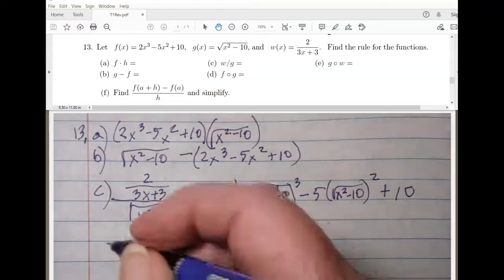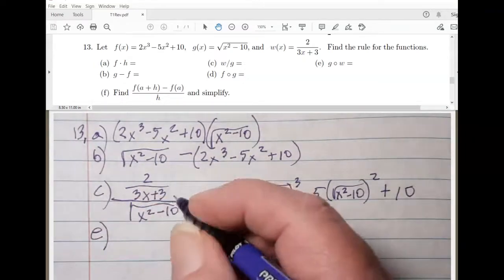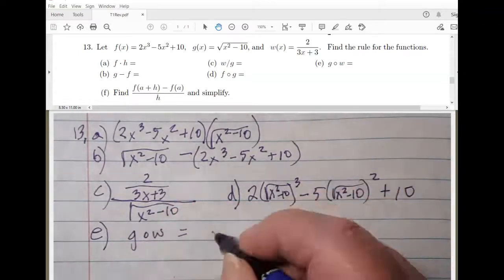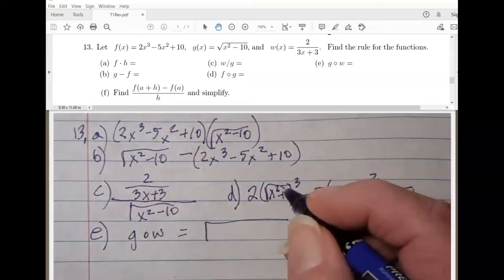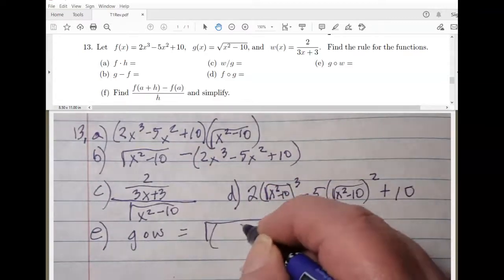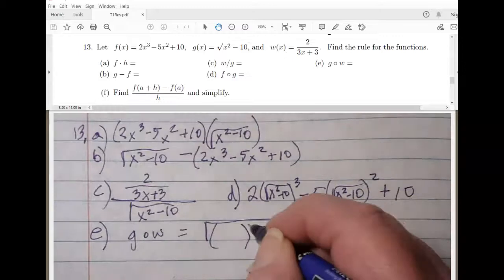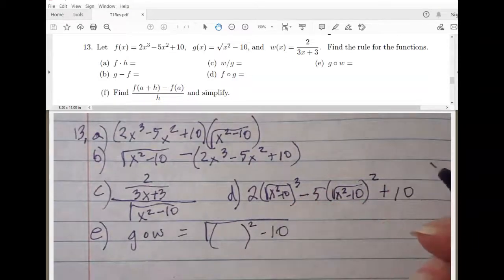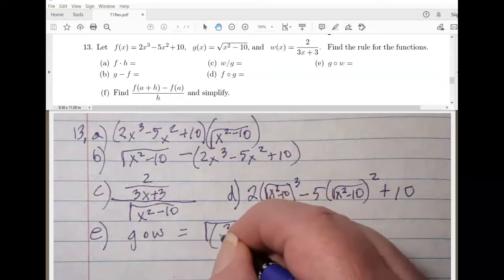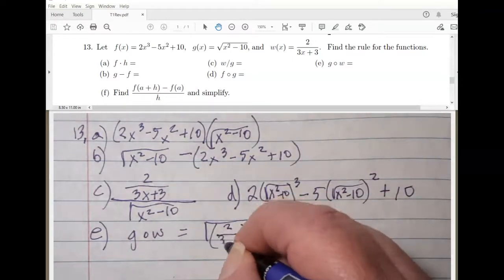And part E says g of w. G of w is g with w put in. So we have x squared minus 10. G and w goes in where the x was. 2 over 3x plus 3.